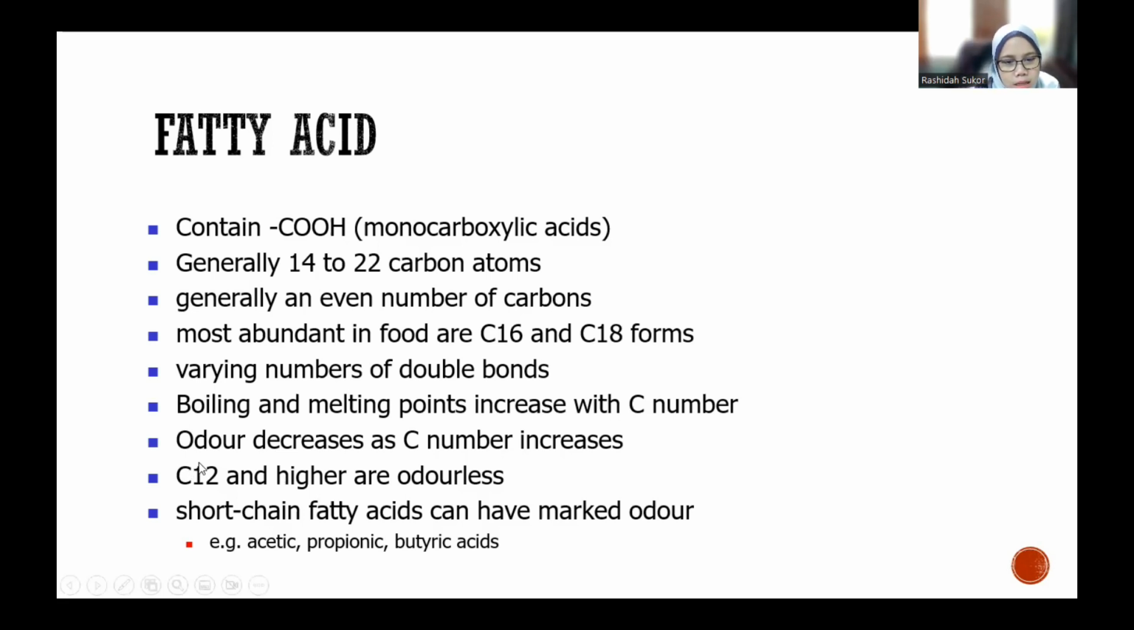Odor decreases as the C number increases. That means when the C number goes from 14 to 22, as the C number increases, the odor will decrease. C12 and higher are odorless. Short chain fatty acids (SCFA) have marked odor, for example acetic, propionic, and butyric acid. They have a distinctive odor, right?